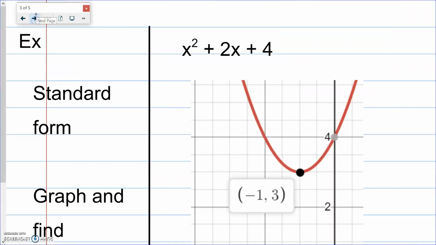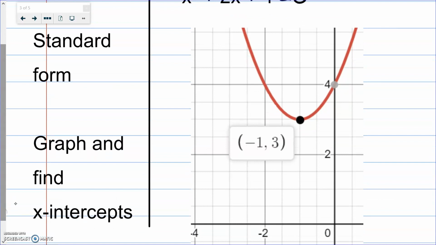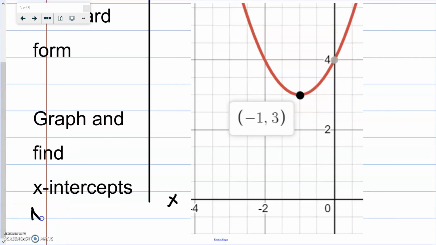If we look at one more example, x squared plus 2x plus 4 equals 0. It's already in standard form. We're good. We type it into Desmos, and this particular graph never touches our x-axis. Our x-axis is down here. We never touch it. So in this instance, we have no real solutions. So we can either have two real solutions, one real solution, or no real solutions.